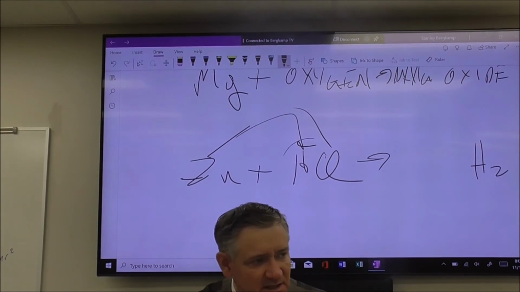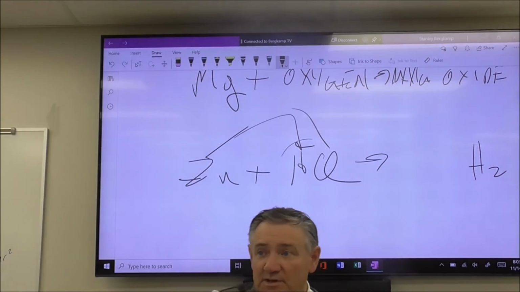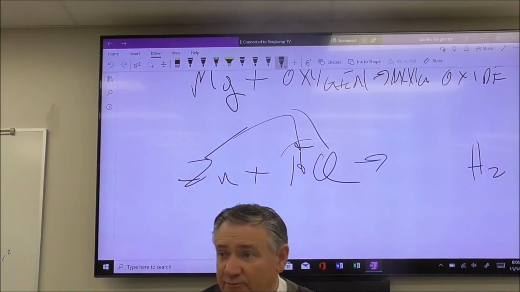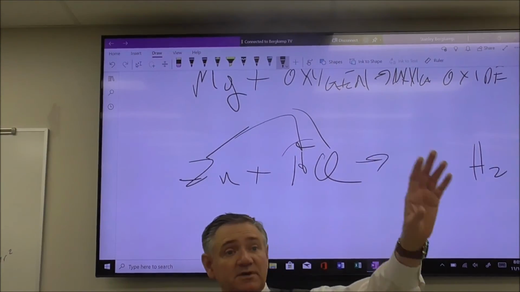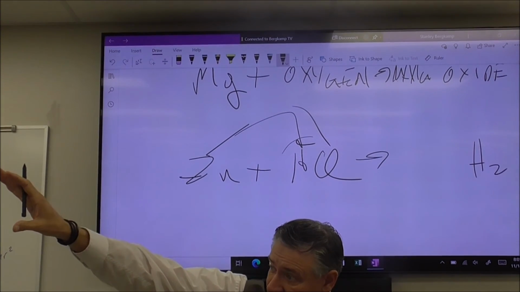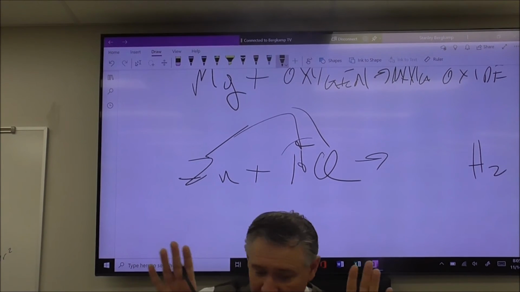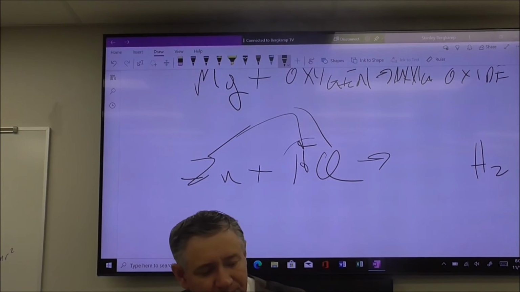So you're going to get zinc chloride out of this because the zinc is going to bond with the chlorine. Now again, at this point, you have to be able to write the formula for zinc chloride. Look at the oxidation state of zinc, look at the oxidation state of chlorine. So you have to be able to write the formula for zinc chloride. If you can't do that, you're kind of dead in the water.